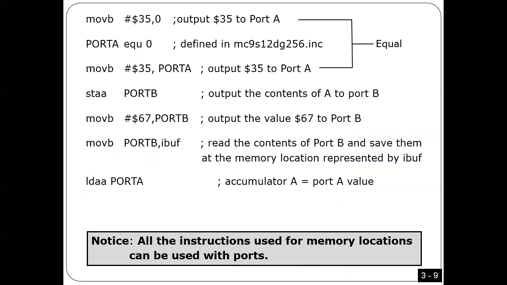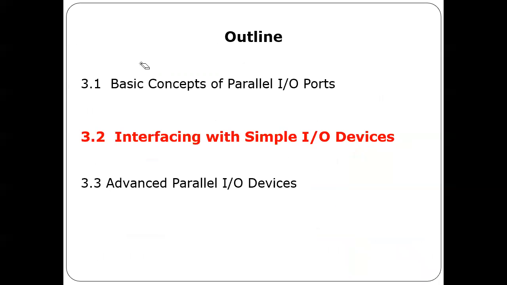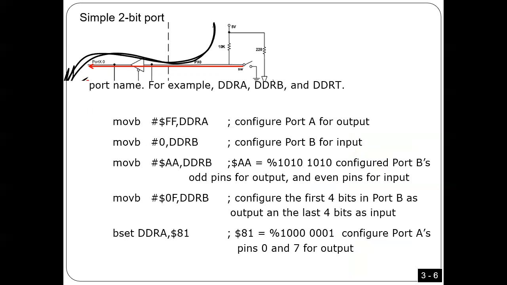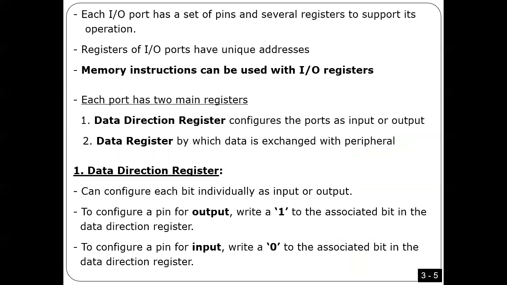I also explained last time how you can configure these ports. I explained two types of registers. One is called the data direction register, DDR, and this is the register you have to use to configure ports as input or output. Also, we have what we call the data register. If you want to get data, you can get it from here, or if I want to write some value on the port, this is where I have to write.